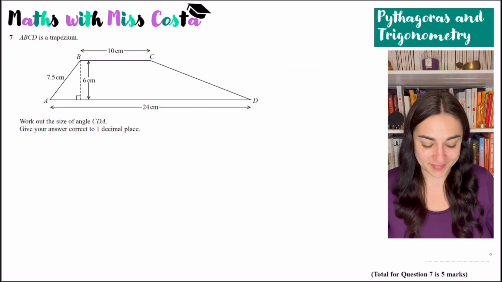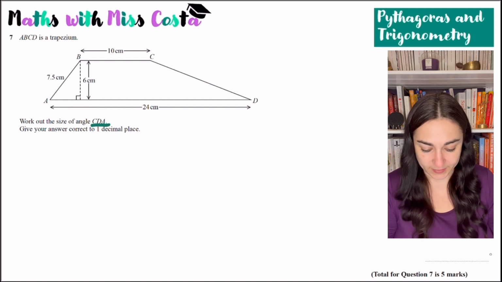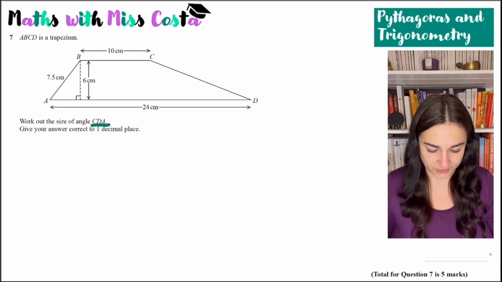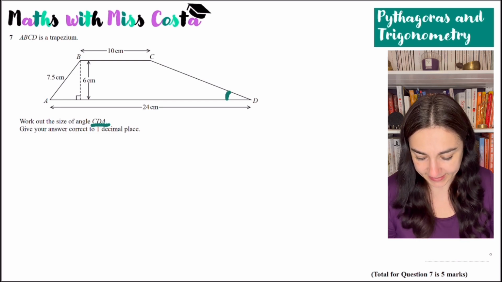In this question, I have been given a trapezium and I'm asked to work out the size of angle CDA. So it's always really helpful to just start by colouring in the angle that you're being asked to work out. So CDA is this angle here.